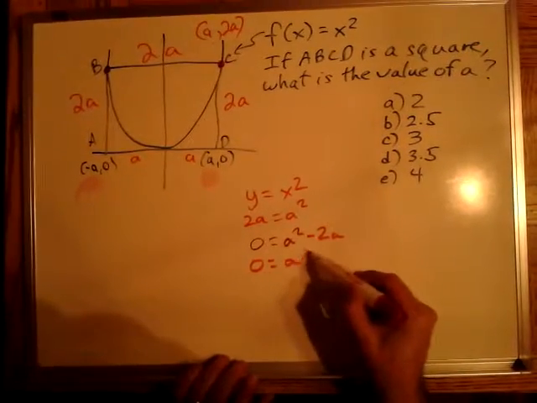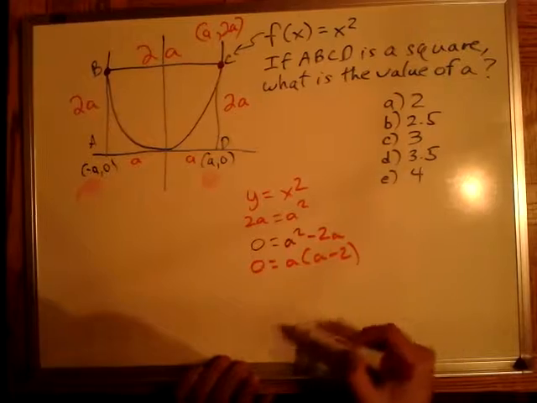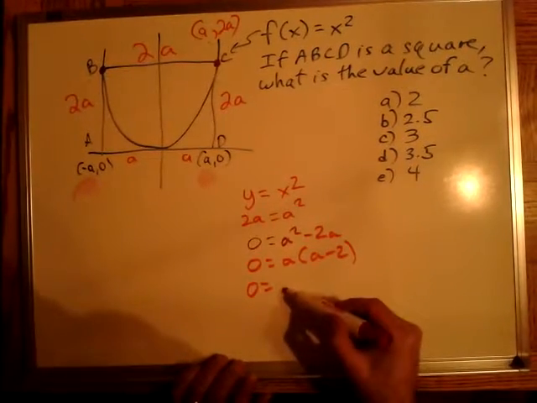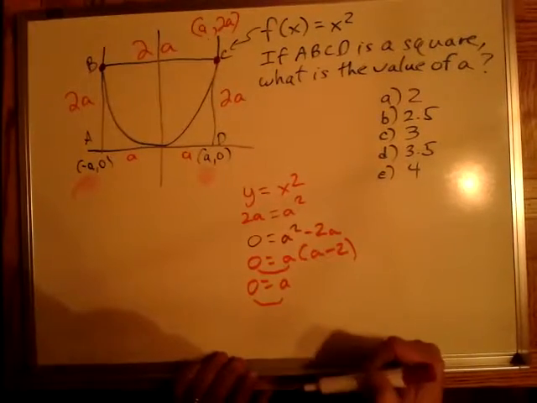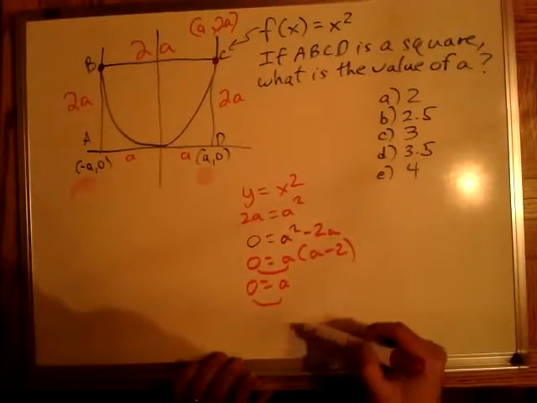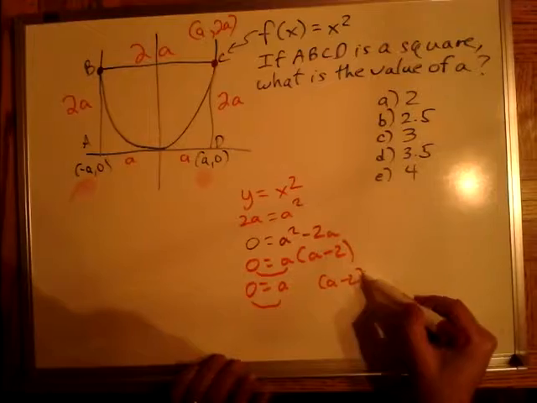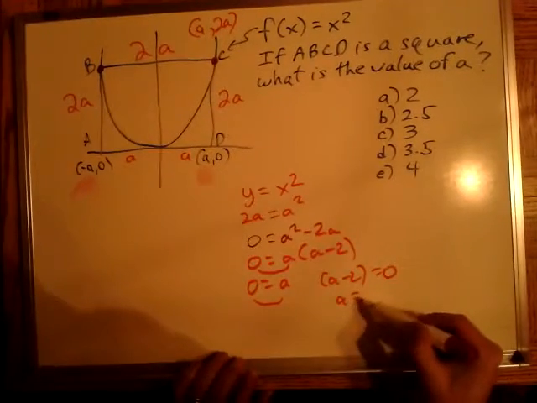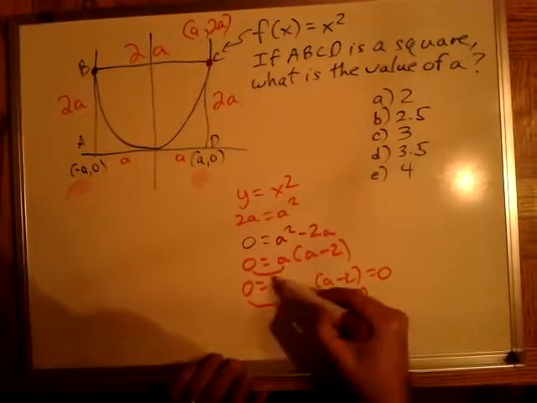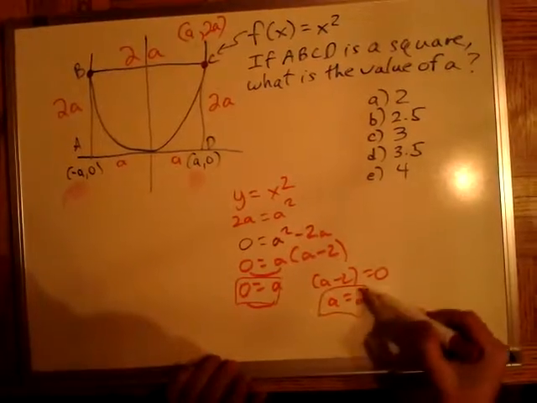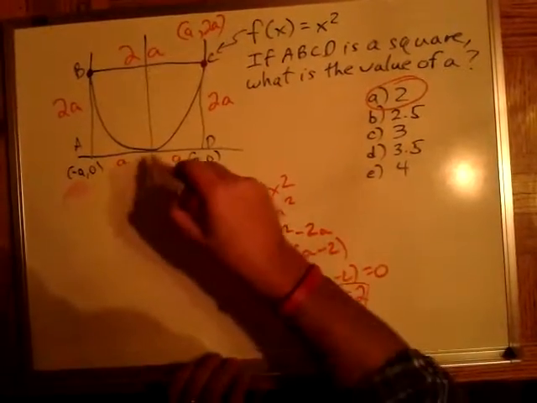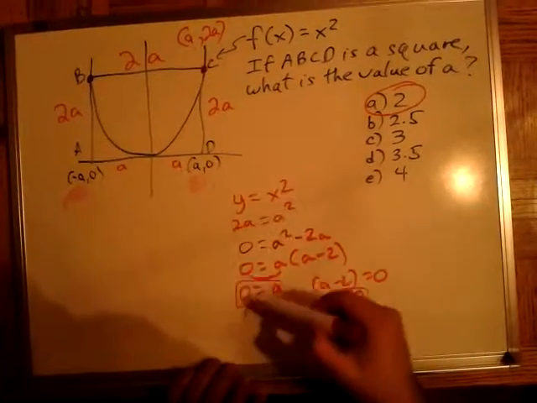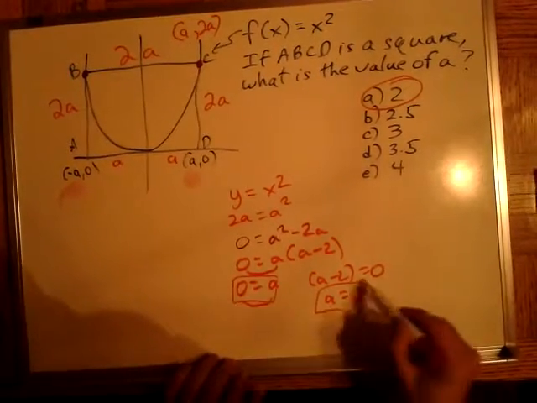I can take an A out of both terms and I'm left with A minus 2. So I know A can either be equal to 0, the first factor equal to 0, or the second factor equal to 0. So A minus 2 could be 0, so A is 2. Now we see that obviously 0 is not there, 2 is. So we're going to guess it's 2. It can't be 0 because they're saying A is a positive distance. That doesn't really make any sense with 0. So it's just this one.